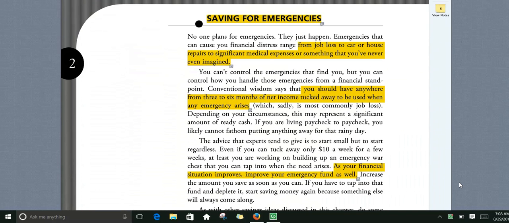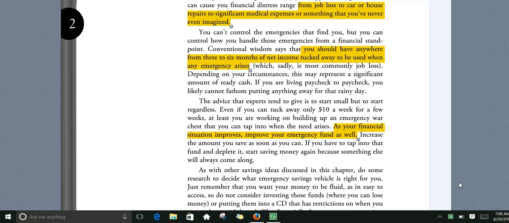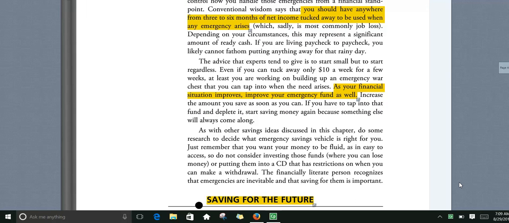For saving for emergencies, there are such emergencies, of course, most of us have them, anywhere from job loss to car or house repairs or some significant medical expenses, or being out of work for a period of time from illness. The rule of thumb is that you should have anywhere from three to six months of net income in an emergency fund. As your financial situation improves, you should also improve your emergency fund as well.